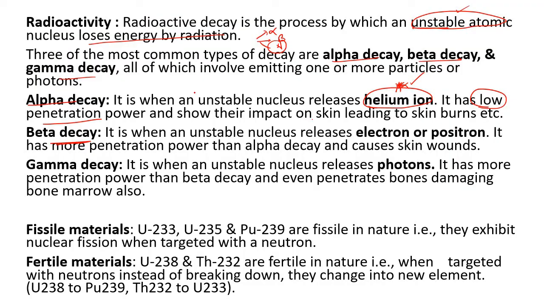So let's read. Alpha decay is when an unstable nucleus releases a helium ion. It has low penetration power and shows its impact on skin, leading to skin burns. Beta decay is when an unstable nucleus releases an electron or positron, and it has more penetration power than alpha decay and causes skin wounds. Gamma decay is when an unstable nucleus releases photons. It has more penetration power than beta decay and even penetrates bone, damaging bone marrow also. So you need to remember all these three.